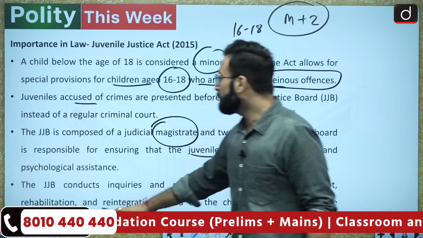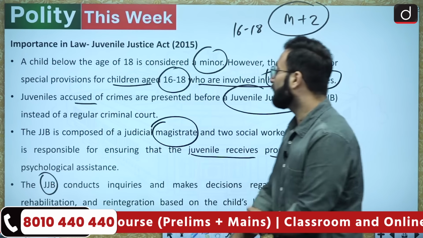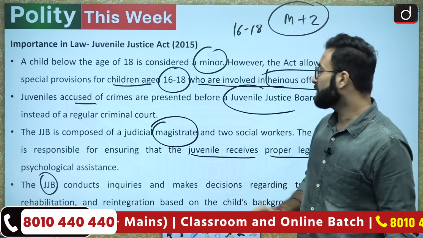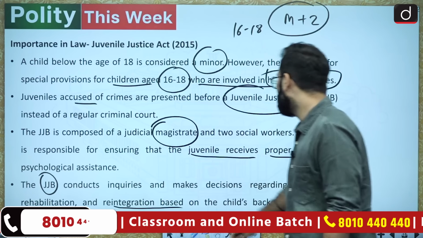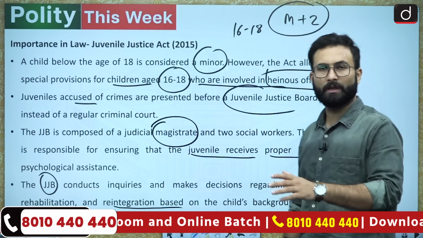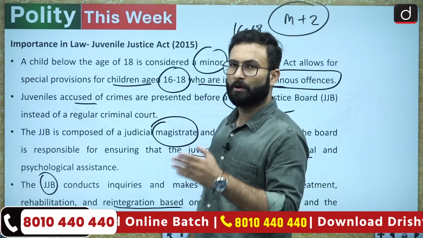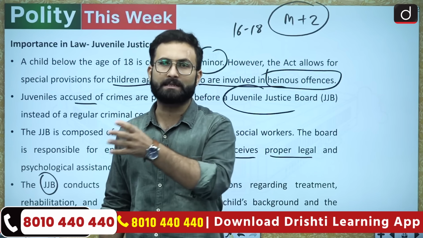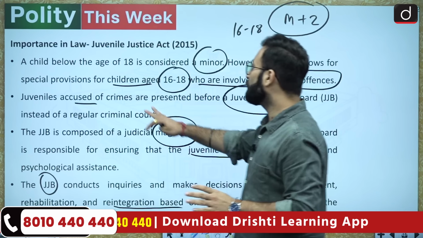Okay, now the JJB, or the Juvenile Justice Board, conducts inquiries and makes decisions regarding the treatment, rehabilitation and reintegration based on the child's background and the nature of the offense. On the basis of the offense and the background of the child, they will decide how corrective action can be taken. So this is about the law.